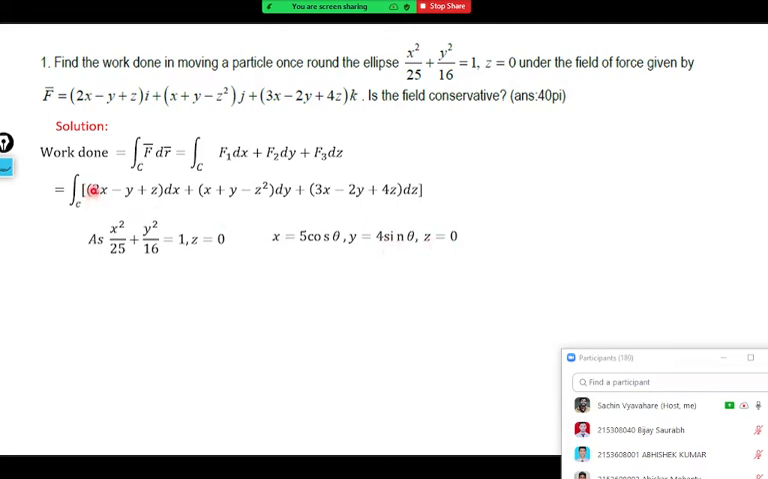But you will observe that throughout this integral, we can replace these x, y, z values in the parameter theta, but at the same time we require the values of dx, dy, and dz also. So let me differentiate. What is the dx?